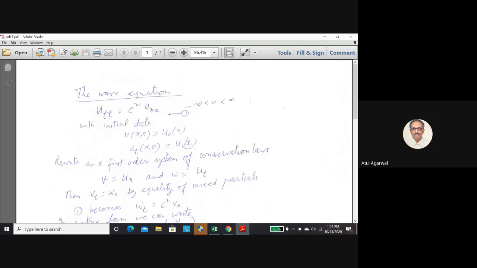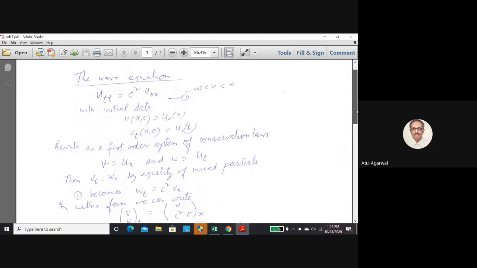If it was a bounded domain, like from 0 to 1, for example, then you will have to give boundary conditions at the ends. Either you have to give displacement or you have to give derivative of displacement. Something will be required there.